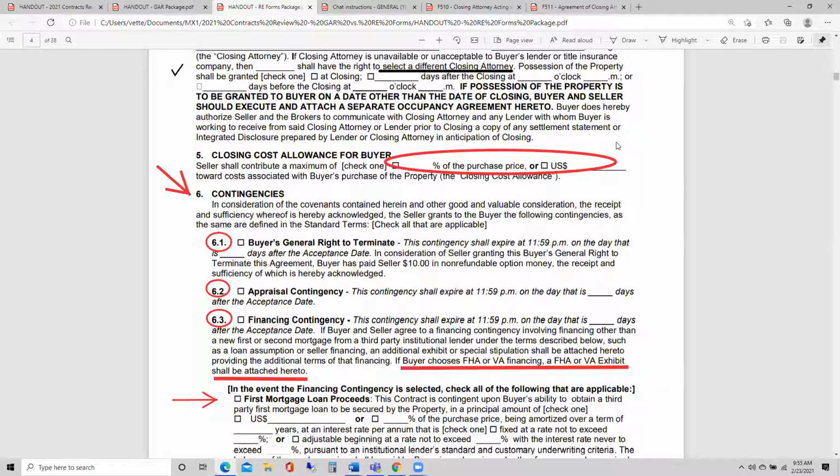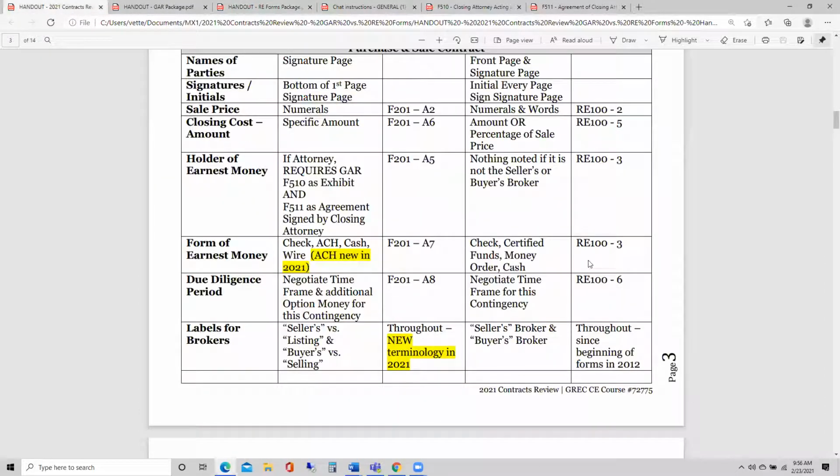For those of you that have been practicing real estate in Georgia for over, I don't know, 20, 25 years, you are starting to see that the RE Forms contract package looks a lot like the GAR contract package from years ago. Years ago, GAR used to have all the fill in the blanks within the purchase and sale agreement. GAR used to have words and numbers for the sale price and the closing costs. GAR used to have closing costs as a percentage of the sale price or a flat dollar amount. So it looks very similar for those of you who have been practicing for many years, like myself. All right.